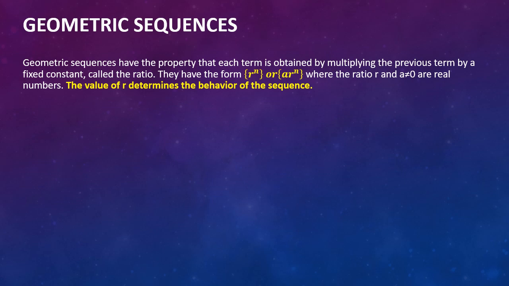Geometric sequences have the property that each term is obtained by multiplying the previous term by a fixed constant called the ratio. They have the form r to the power of n, or a times r to the power of n, where the ratio r and a cannot equal 0 and are real numbers. The value of r determines the behavior of the sequence.